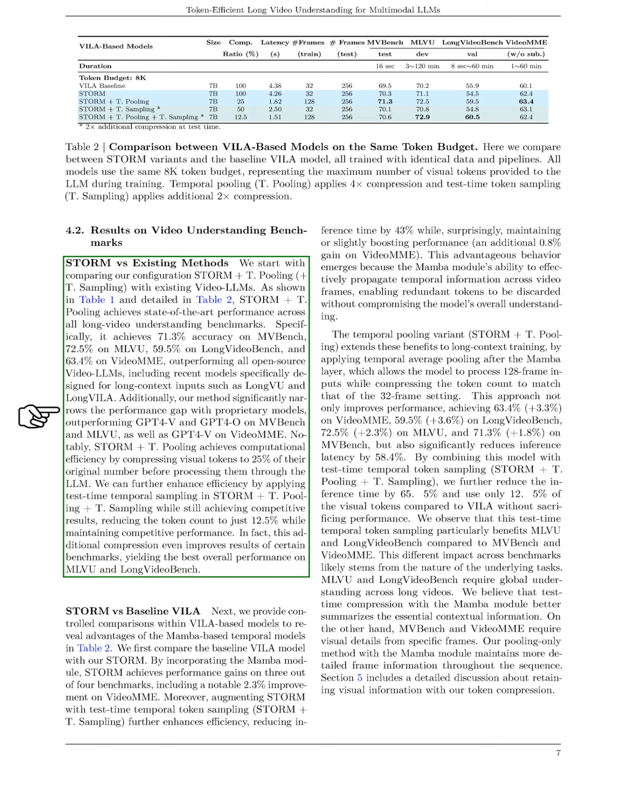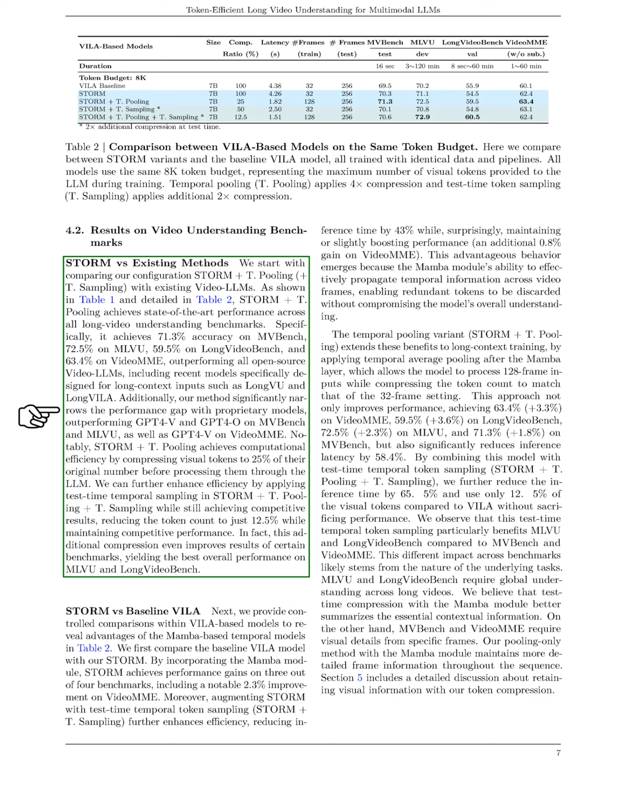Section: STORM versus existing methods. In this section, we compare our configuration, STORM with temporal pooling and sampling, to existing video LLMs. Our results, detailed in the tables, show that STORM with temporal pooling achieves top performance on all long video understanding benchmarks. Specifically, we reach 71.3% accuracy on MVBench, 72.5% on MLVU, 59.5% on Long Video Bench, and 63.4% on Video MME, surpassing all open-source video LLMs, including those designed for long context inputs like LongVU and LongVILA.